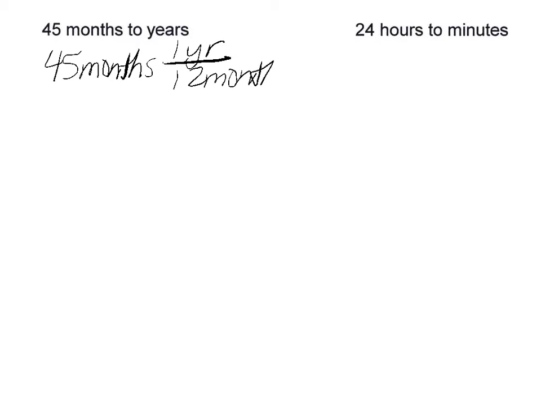45 months to years. So how many months are in a year? 12, right? So 45 months, and 1 year is 12 months. So again, if you don't like all these words, just realize that all you're doing is dividing 45 by 12. Work that out. Somebody have a calculator? Buddy, do you have your calculator? Divide it.